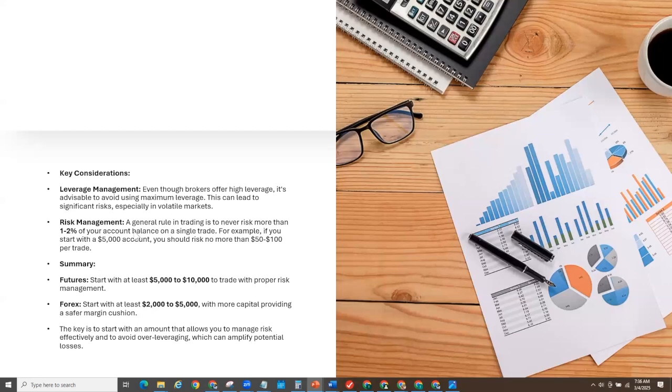if you're not careful. A general rule in trading is to never risk more than 1 to 2% of your account balance on a single trade. So I like this number of $50,000. 1% of $50,000 is $500. And if you start with a $5,000 account, you can see that that's not a lot of risk. You should risk no more than $50.